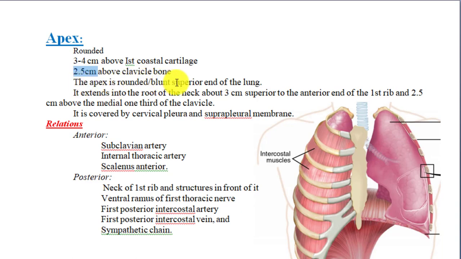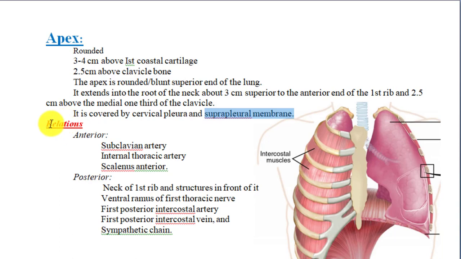The apex is the rounded, blunt, superior end of the lungs, right? So the superior end of the lungs is called the apex. It extends into the root of the neck about 3 centimeters superior to the anterior end of the first rib, right? So from the first rib, it extends into the root of the neck 3 centimeter above the first rib and 2.5 centimeter above the medial 1/3 of the clavicle bone, right? And it is covered by cervical pleura and suprapleural membrane. So that is the first thing we learned about the apex.